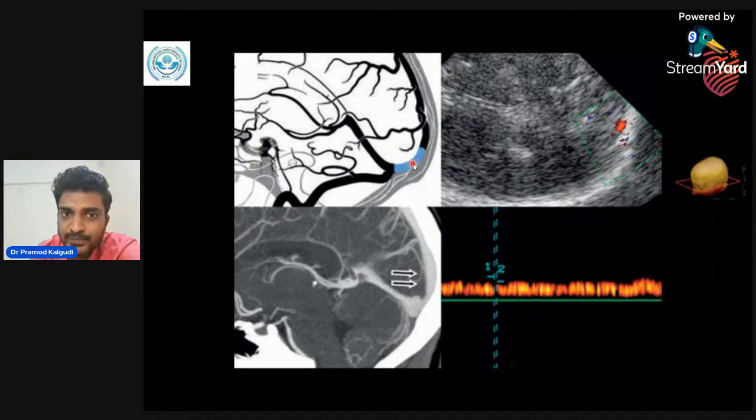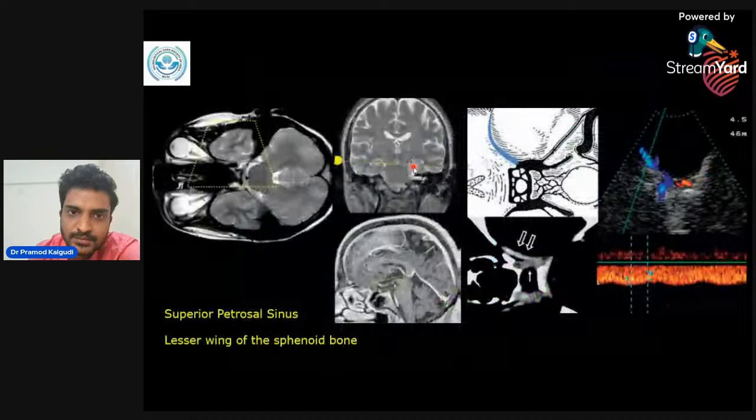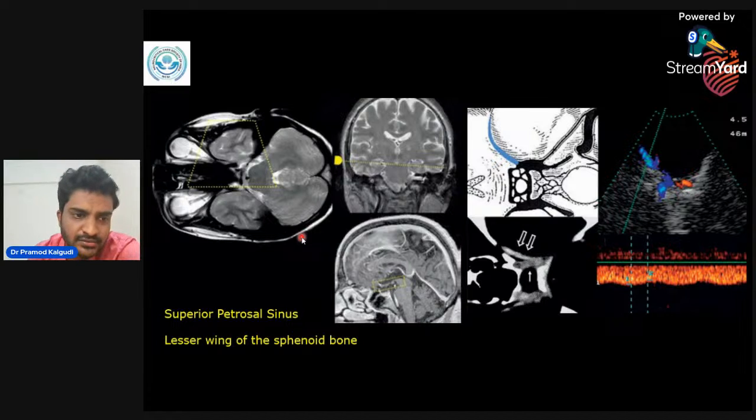So why is it red? This might be at a confluence, or the blood is flowing towards the probe in this direction. Once you put the pulse wave Doppler, you see a venous spectrum. This is how you see the terminal part of your superior sagittal sinus. These are the difficult ones to visualize.